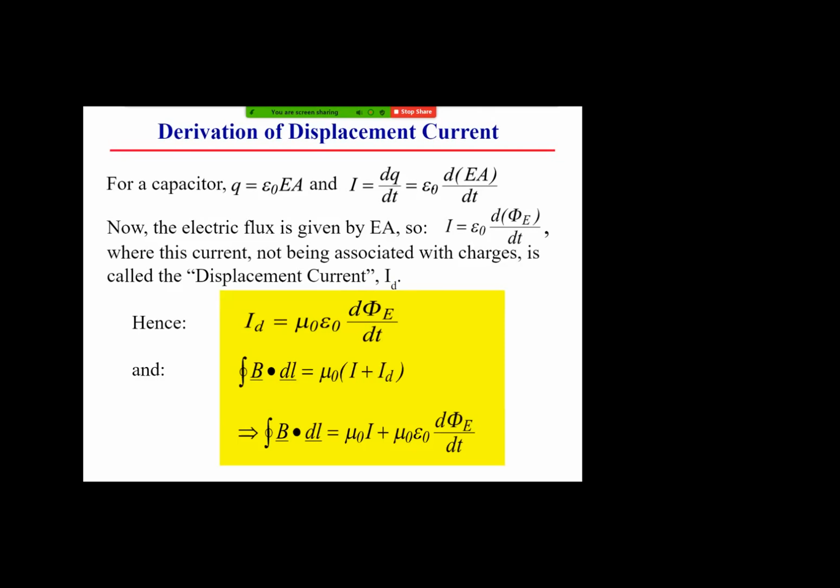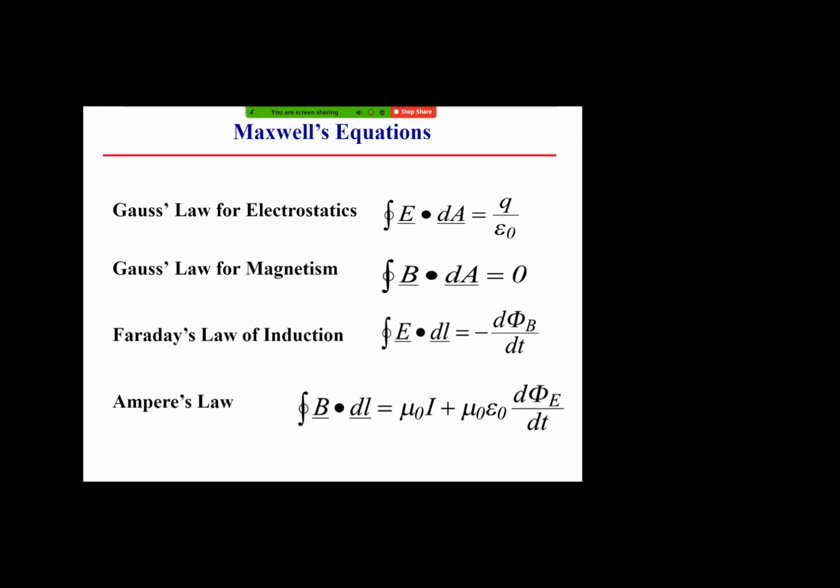Actually, I think that's not mu naught over here, because this should be mu naught times I_d. I_d should be just epsilon naught d phi e over dt. That shouldn't be mu naught over here. All right, just make note of that. So it's this guy. After we modify Ampere's law, this is a complete set of Maxwell's equations describing electricity and magnetism.